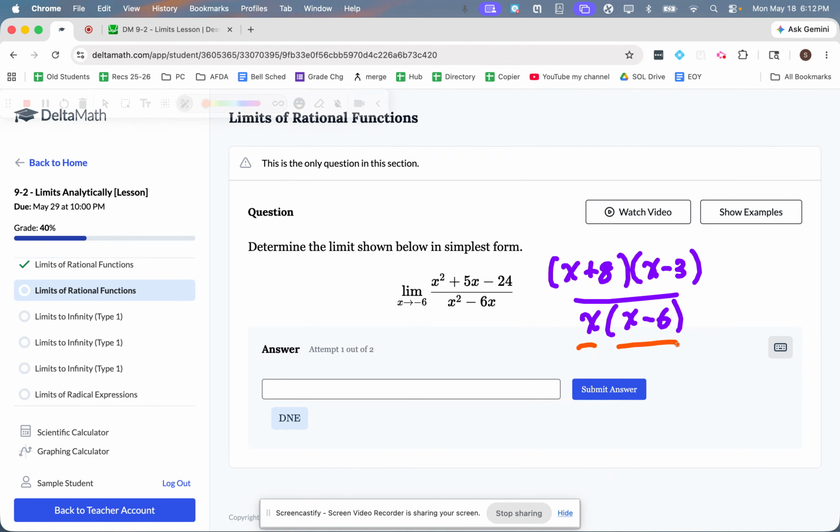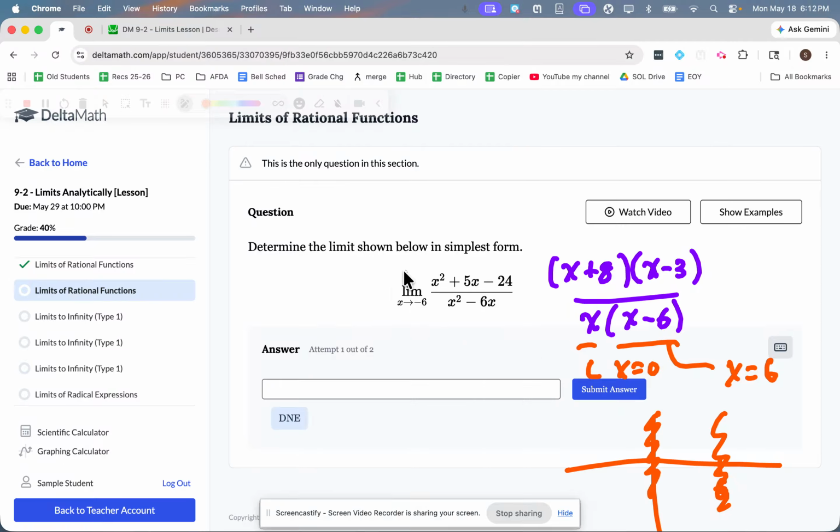So you have two vertical asymptotes. One vertical asymptote is here. The other vertical asymptote is here. Okay, so at x equals 0 there, at x equals 6, we've got another vertical asymptote there. The function is somewhere in between these guys. So now let's go back to the question.